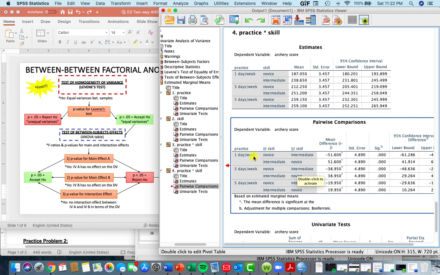When you report it, you could say that novice is significantly different from intermediate skill levels within 1 day per week practice frequencies, right? Continue on if there's other significant pairs, but that's how you would word that. Or you could say skill level has an effect on archery performance in a 1 day per week practice frequency, right? Somehow wording it back to you're looking at the interaction of one independent variable within another independent variable.